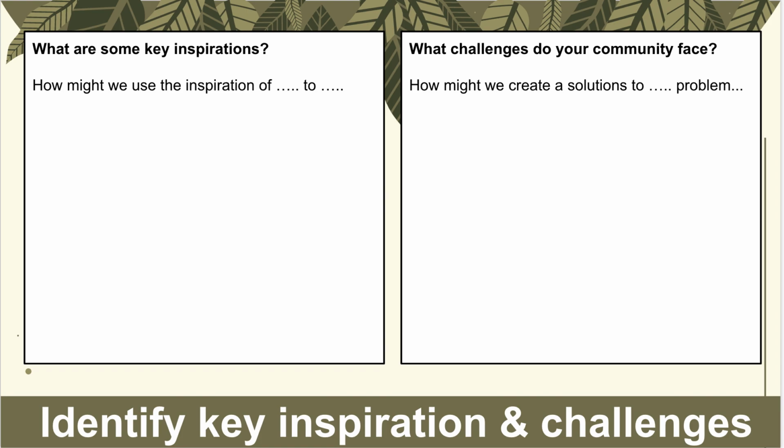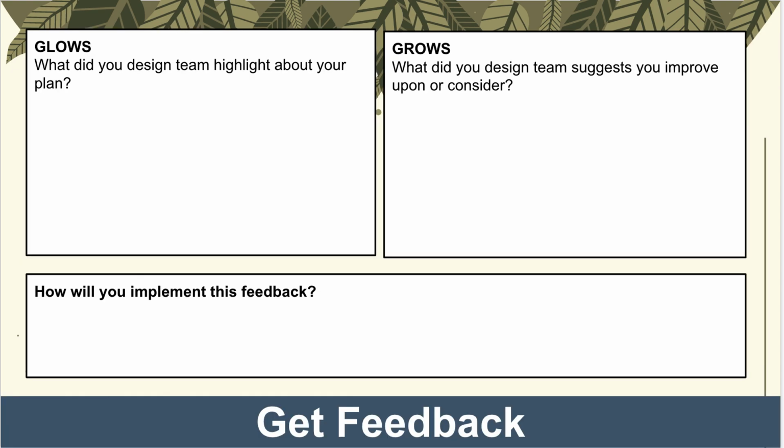They're also going to identify key inspirations and challenges from the list and try to write a how might we question. How might we use the inspiration of blank to solve a problem? How might we create a solution to a certain problem that the community may face? After students have fleshed this out independently on their own time, we come back together again and have some feedback where their peers can add glows and grows, and then the presenter can implement the feedback.